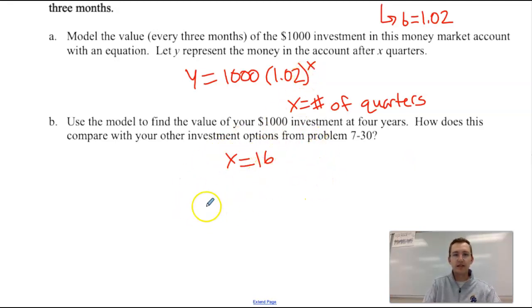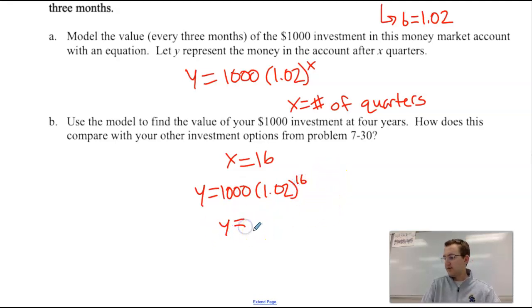So if we plug in 16 for this equation, Y equals 1,000 times 1.02 raised to the 16th power. If we evaluate that, we will get $1,372.79.